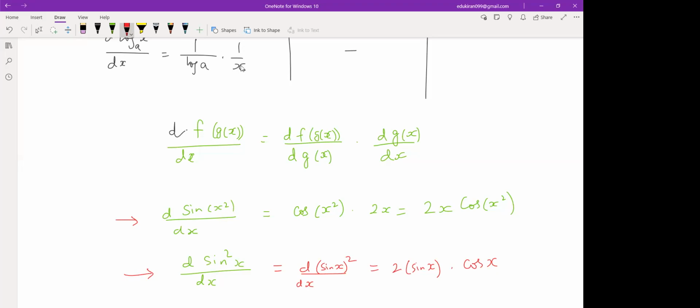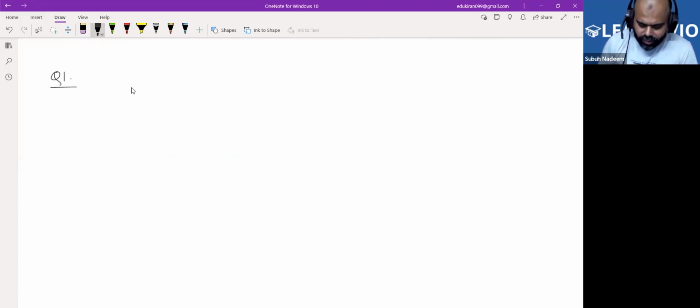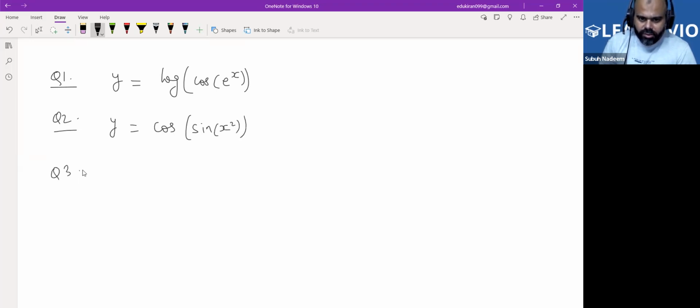Yes, sir. So a few questions I'm giving you, and it is not necessary that only two functions can be there. Sometimes there can be three functions also. Like here I'm giving you y equal to log of cos of e to the power x. Another question is cos of sine of x square. This is another. You have to differentiate them with respect to x.